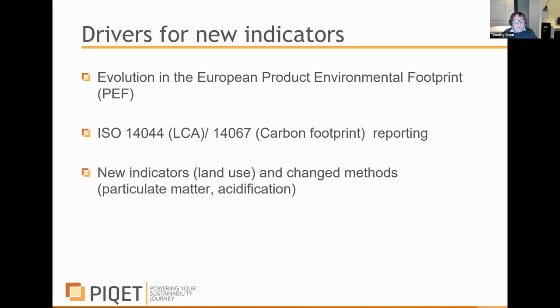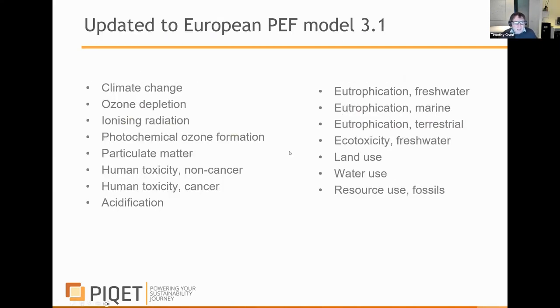But firstly, if we look at what the product environmental footprint metrics look like, they are similar indicators to what we already had, but the actual models have changed. The units of some of them have changed. And so we have climate change, ozone depletion, ionizing radiation, photochemical ozone formation, particulate matter, 2 human toxicity indicators, acidification, 3 eutrophication indicators, ecotoxicity, land use, water use, and resource use.